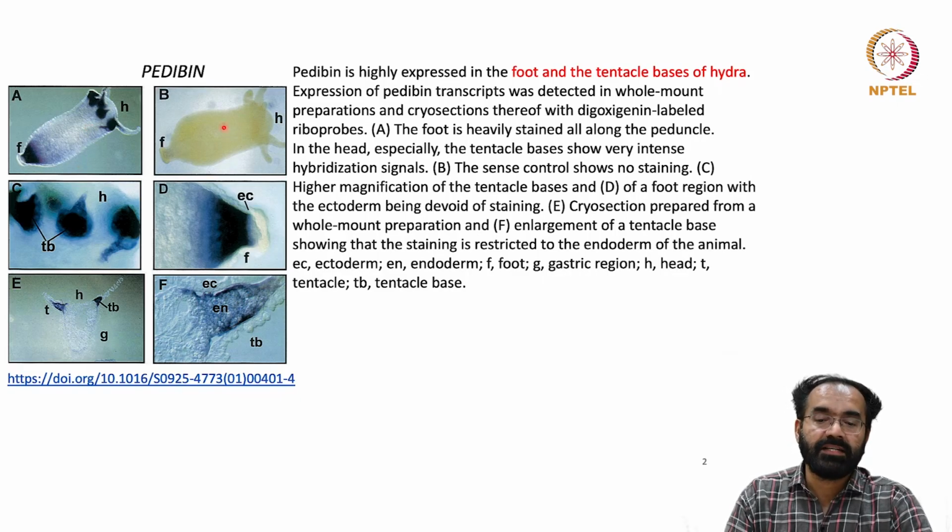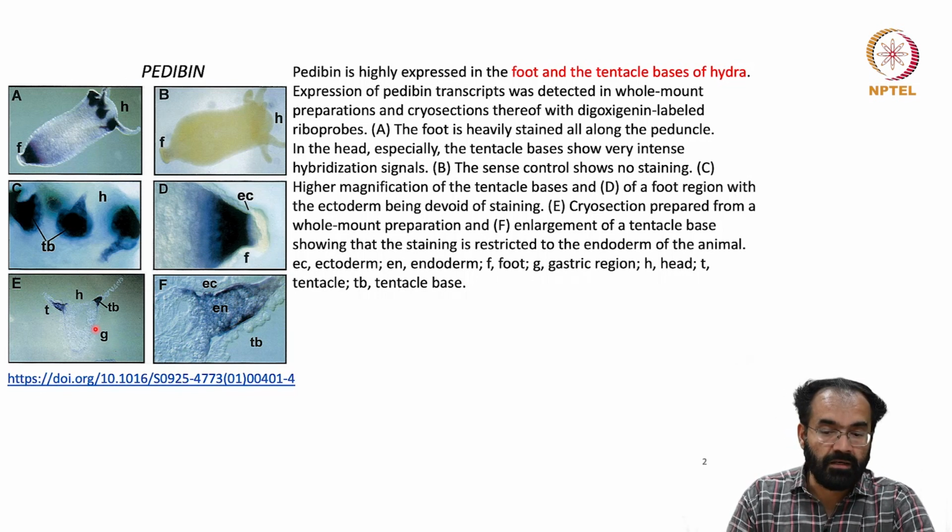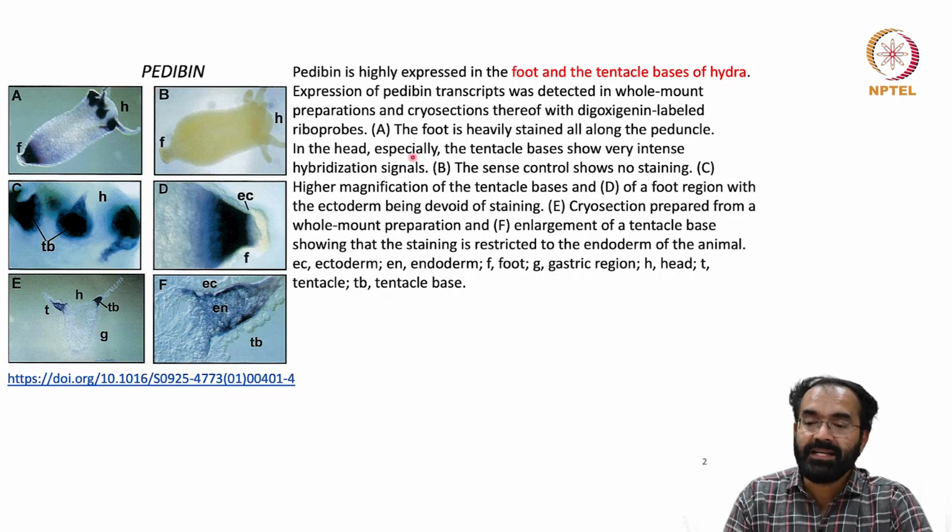And this, as you can see here, in the B panel is the sense control RNA in situ hybridization. This is a normal antisense pedibin signal. You can see this is a higher magnification, and this is the base of the foot. And you can see both in cross section or in whole mount in situ, the pedibin is highly expressed in the foot and the tentacle bases of Hydra, and its expression of pedibin transcripts was detected using whole mount preparations, cryosections, and also digoxygenin labeled riboprobes.